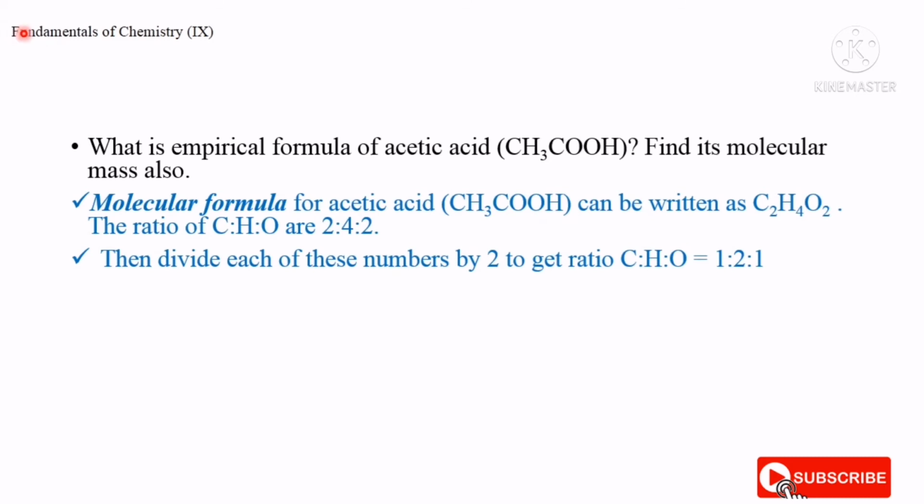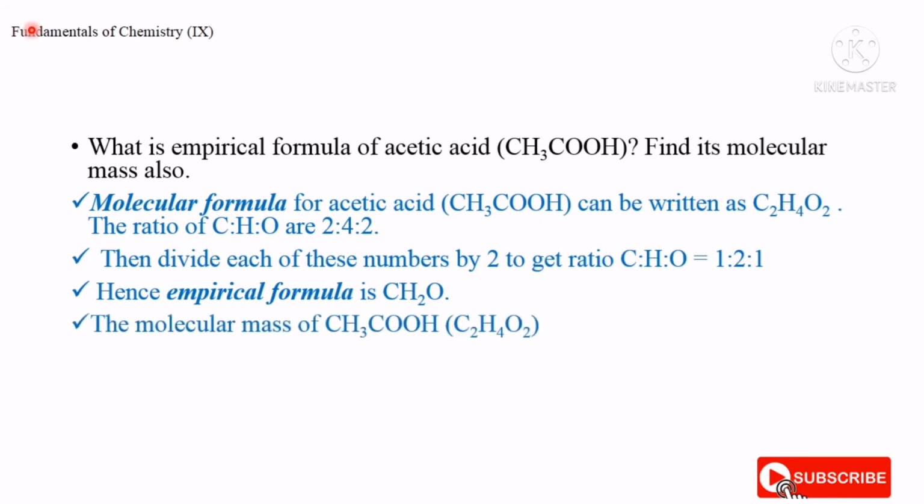So then divide each of these numbers by 2 to get the ratio of C, H, and O, that is equal to 1:2:1. That forms the empirical formula, that is CH2O. And now we have to find out the molecular mass of CH3COOH, acetic acid.